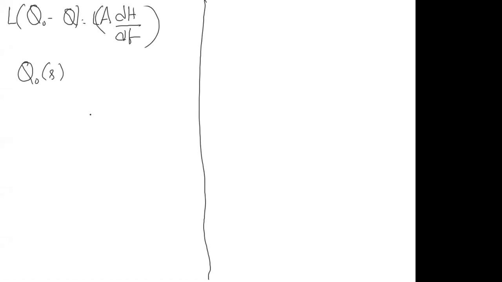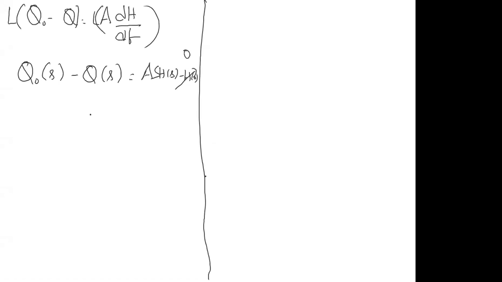So let's take Q naught minus Q is equal to A into dH by dt. Suppose I apply Laplace transform on both sides, then what happens? Q naught of S minus Q of S is equal to A into S into H of S minus H of 0. What is H of 0? 0. Suppose I don't use deviation variables, you should know the previous steady state value. Otherwise, you can't do this derivation.